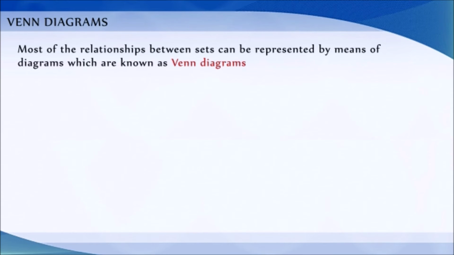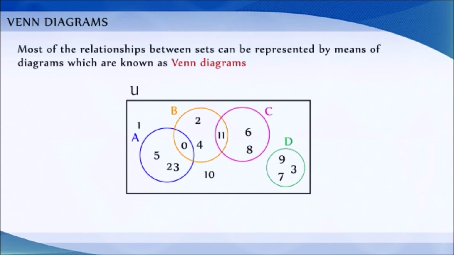Venn diagrams. Most of the relationships between sets can be represented by means of diagrams which are known as Venn diagrams. In Venn diagrams, the elements of the sets are written in their respective circles.